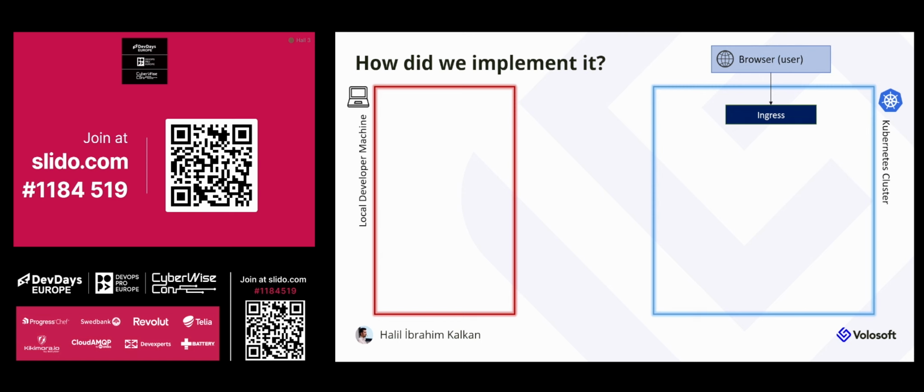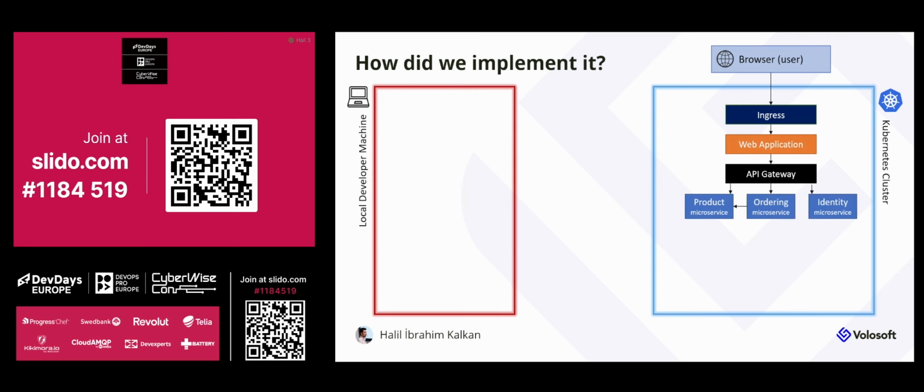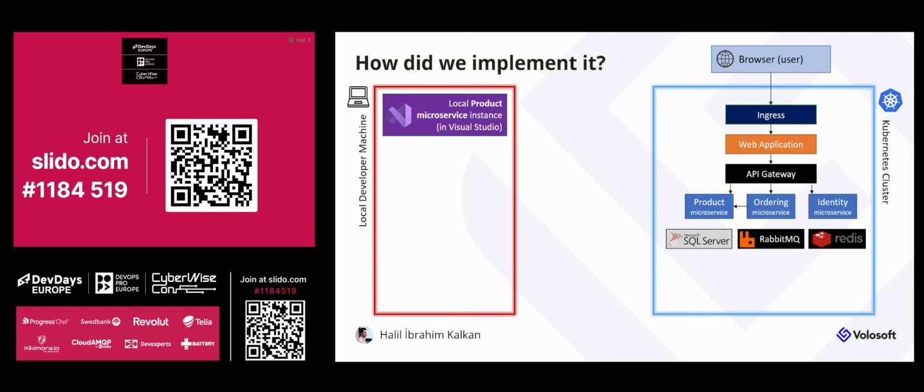It's typically handled by an ingress controller in the Kubernetes cluster, then redirected to a web application, for example. The web application typically uses an API gateway to access the underlying microservices. These microservices can also communicate internally and use some infrastructure tools like SQL Server, RabbitMQ, and so on. For this product service, you want to develop it locally, so you open the product service in your Visual Studio or favorite IDE.